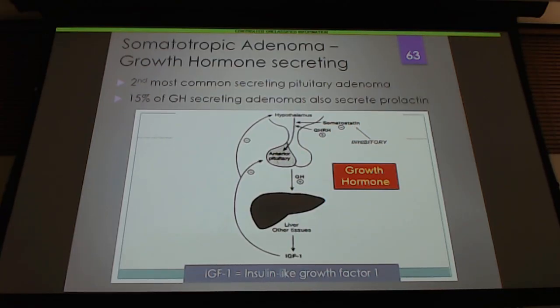Just a review of the feedback loop for growth hormone. The anterior pituitary releases growth hormone, and it goes to the liver and other tissues throughout the body, and it's converted to IGF-1, or insulin-like growth factor 1. And once growth hormone levels are where they're supposed to be, that negative feedback loop adjusts. Okay? So we use IGF-1 for our lab, and we'll talk about why we use that instead of doing a lab for growth hormone in just a few minutes.